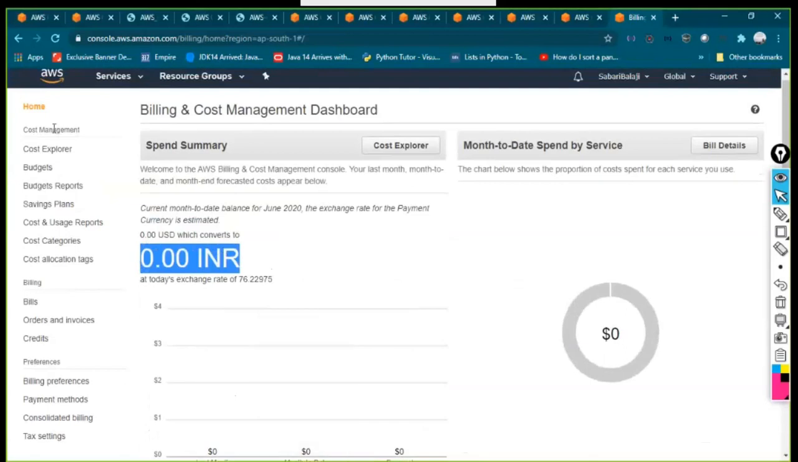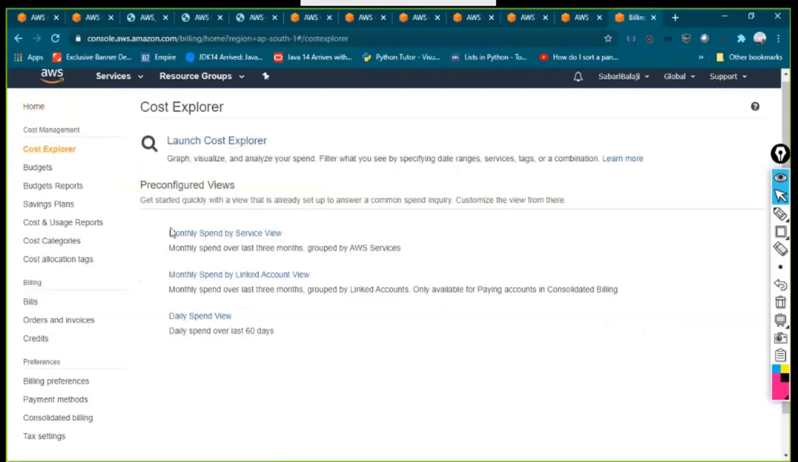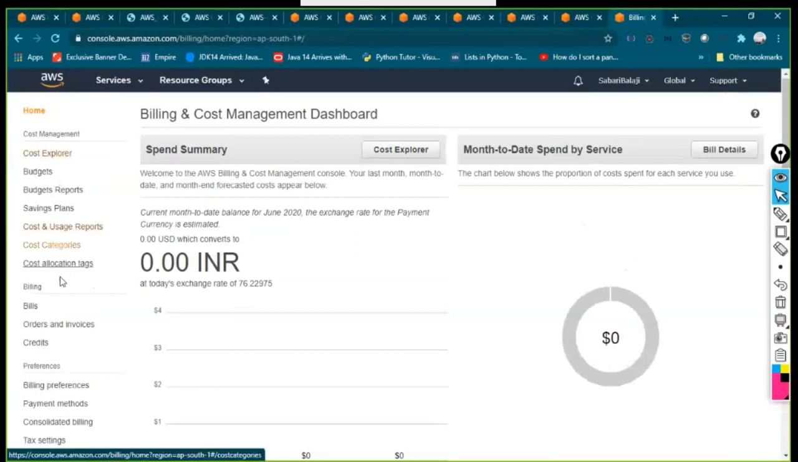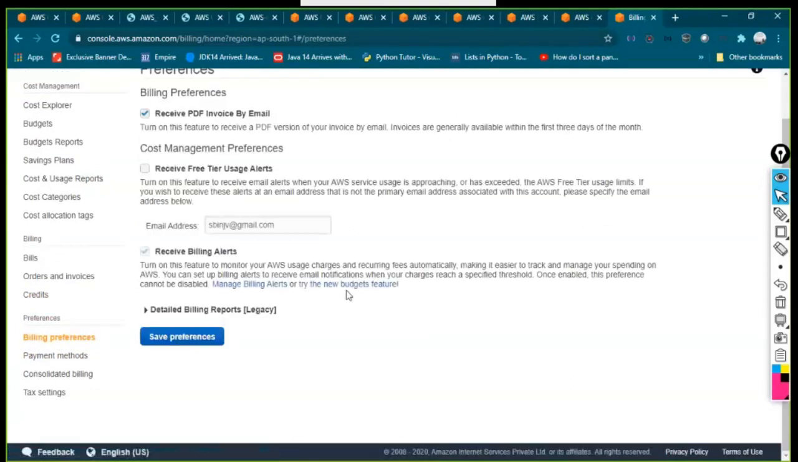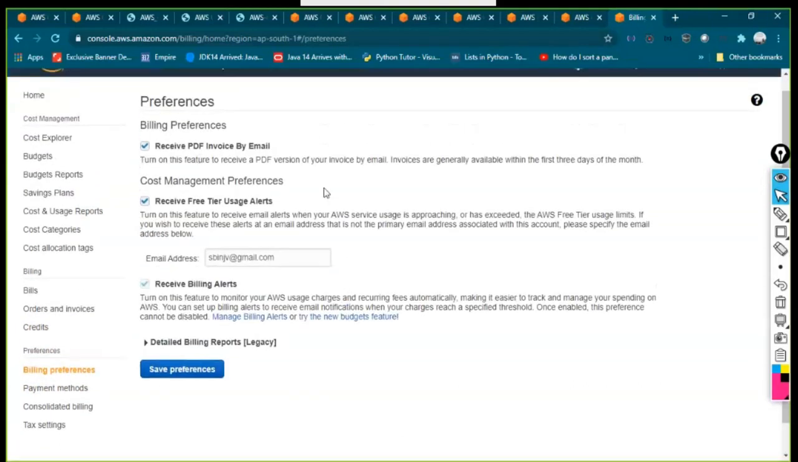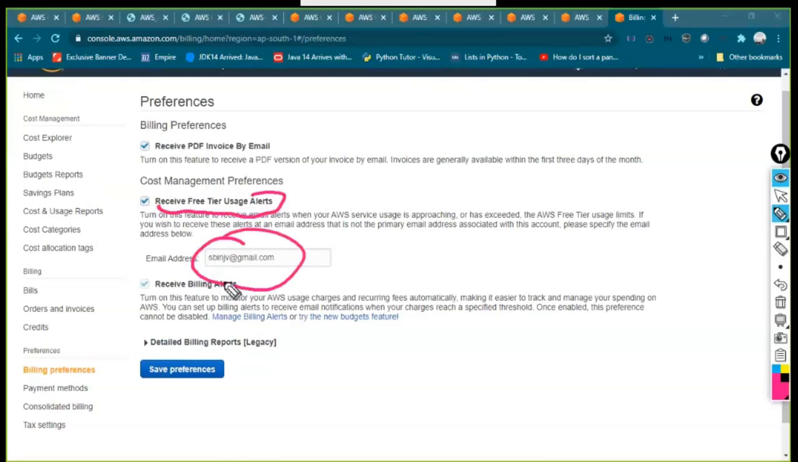There are many things which I have activated in terms of saving my account. You have Cost Explorer, where you can explore your cost. Bill preferences, payment methods. So these are the levels of activations that I've done. Receive free tier usage alerts. I've given my email ID.